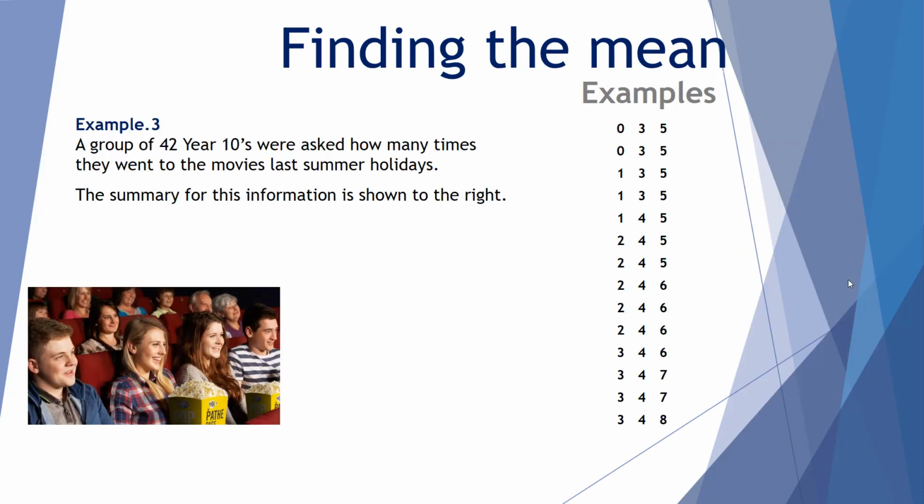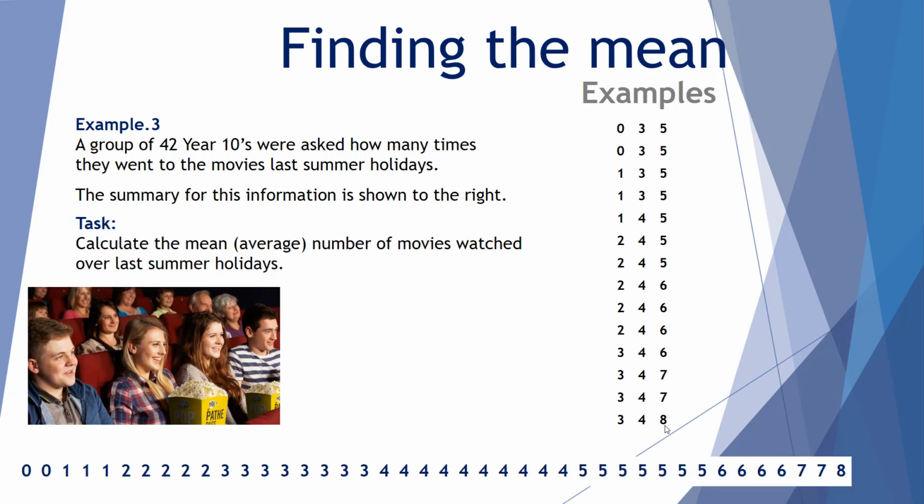A group of 42 year 10s were asked how many times they went to the movies last summer holidays. The summary for this information is shown to the right. This data shows that 2 students never went to the movies over the summer holidays. 3 went once, some went twice, some went 3 times, all the way up to one person went 8 times throughout the summer. So our task is to calculate the mean or the average number of movies watched over the last summer holidays for this group of 42 year 10 students.